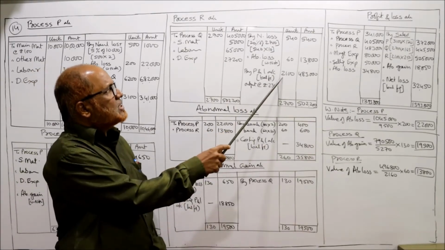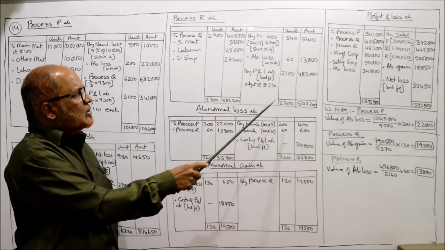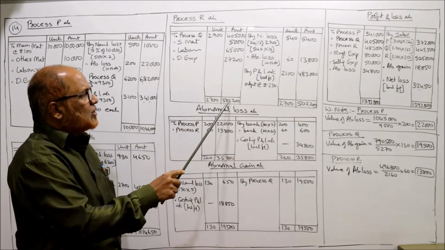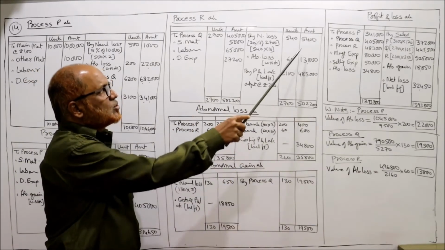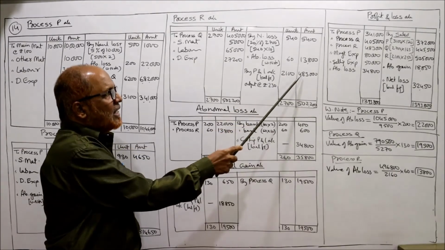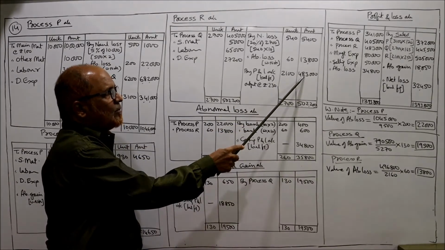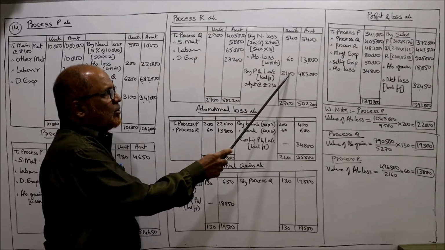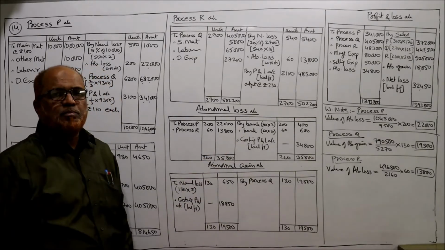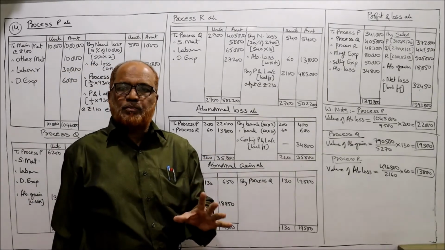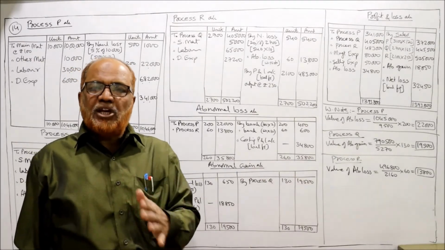Now we find out the balancing figure. Take the total, 2,700, 2,700. Debit side total 5,02,200. From 5,02,200, subtract these two amounts. The balancing figure is 4,83,000. 4,83,000 divided by 2,100 is 230 rupees per unit. That is the cost per unit in R. So we have completed P, Q and R.